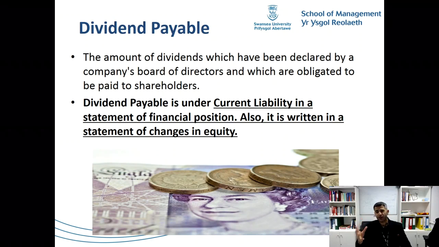So now the dividends is classified as a liability to the business. Why? Because the business has obligations to pay dividends to shareholders, right? And that's why it's classified as a current liability. We need to include the current liability in the statement of financial position, and you also need to include dividends under the statement of change in equity.